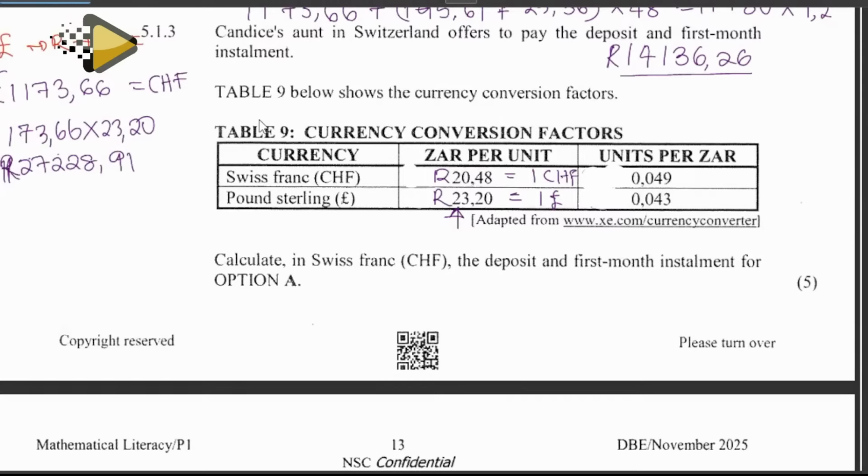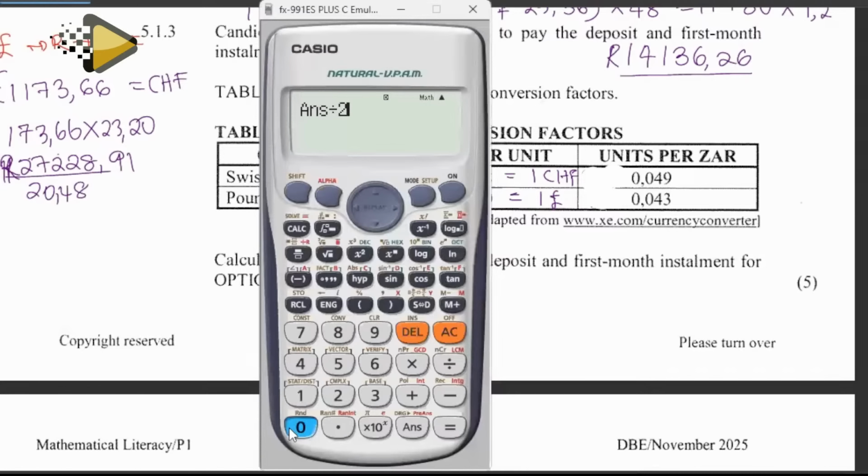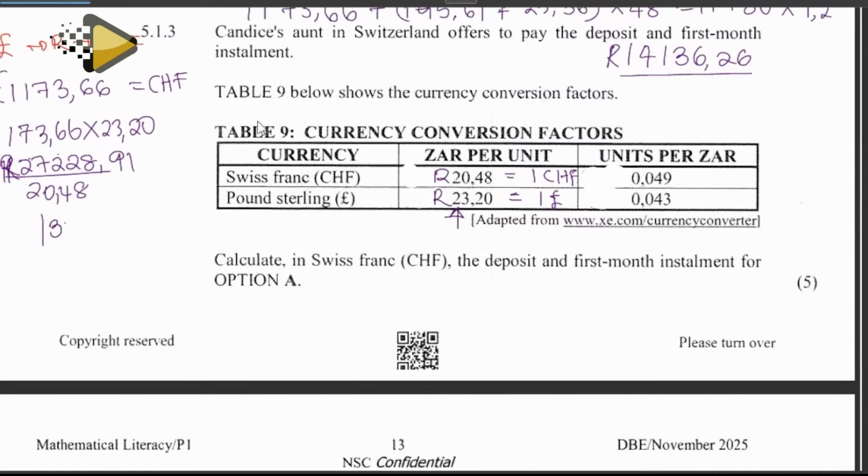We want Swiss. So if you're going to change to Swiss, that means you're going to divide this by 20.48. It becomes 1,329 Swiss francs.